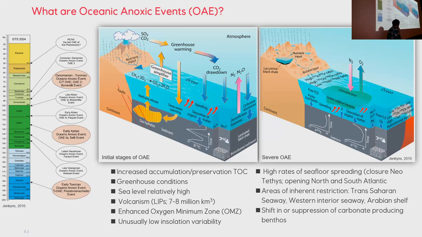or other places. These also tend to occur in times of very low insolation variability, so times in the orbital history of the Earth where you don't have a lot of seasonality. And all of this, we think, led to areas of restriction and a lack of circulation within the oceans. So in a relative sense, the oceans became somewhat stagnant. And what happened then was that you had, especially in deeper water, enhanced anoxia that even traveled up into the photic zone.